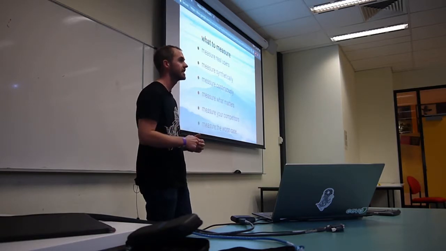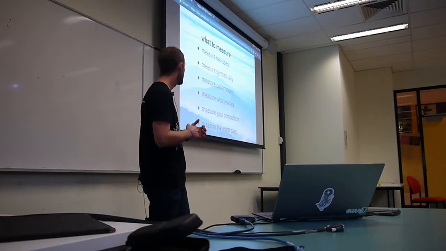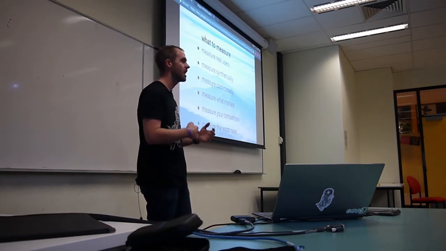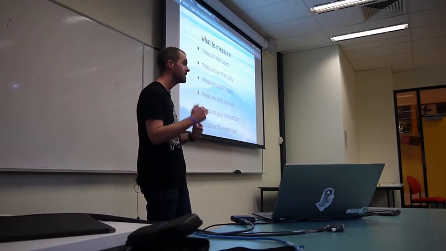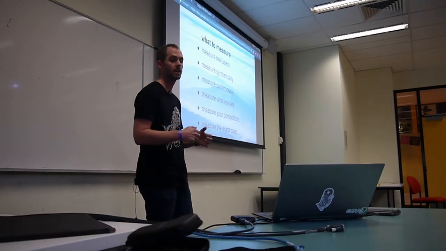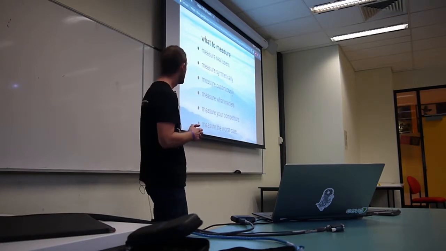We want to measure continuously. Ideally, you should be measuring the speed of your website on every build. Every time you push a commit to your staging environment, you should see what has that impacted and how has it impacted it. This will let you catch regressions really, really early. We want to measure what matters.